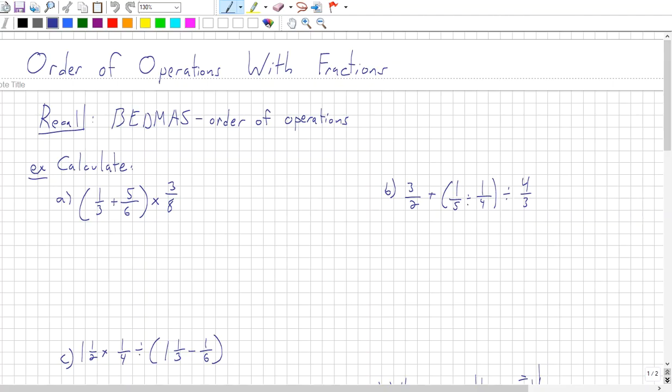So first things we look at are the brackets. Then we go to the dividing and multiplying. Then we do the adding and subtracting. So inside the brackets here, I have 1/3 plus 5/6. I can't add those unless I have a common denominator. So I'm going to get a common denominator of 6. So I multiply that one by 2, multiply that up by 2.